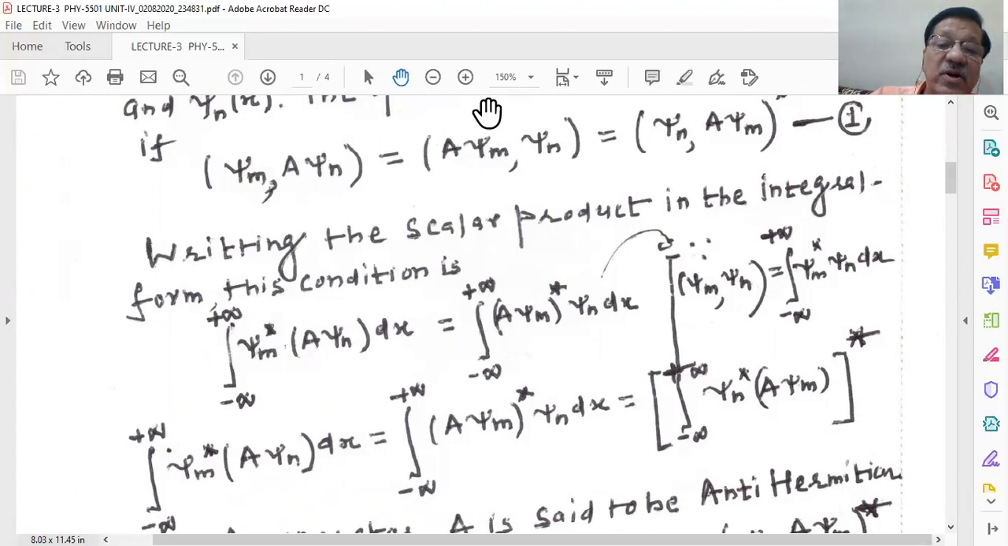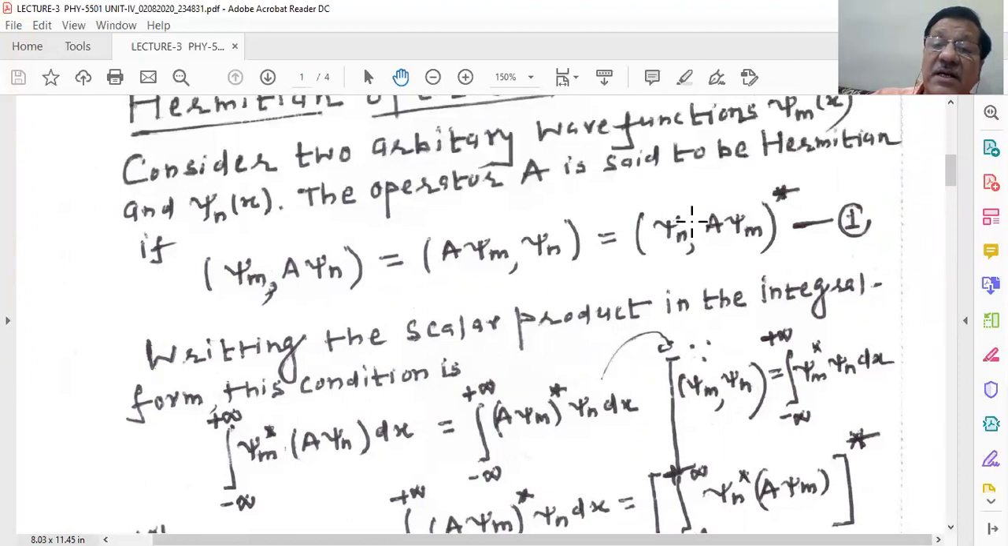This is the scalar product of A ψ_n with ψ_m. So I write down ψ_m star, then I have A ψ_n, so you can see ψ_n dx. And you see this term here, ψ_n A ψ_m. You take the scalar product of ψ_n with A ψ_m, and you have to take the complex conjugate of the entire scalar product.